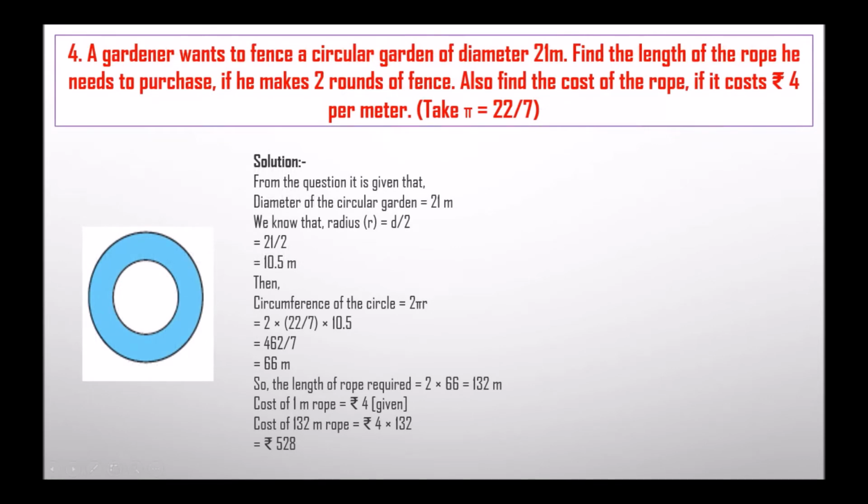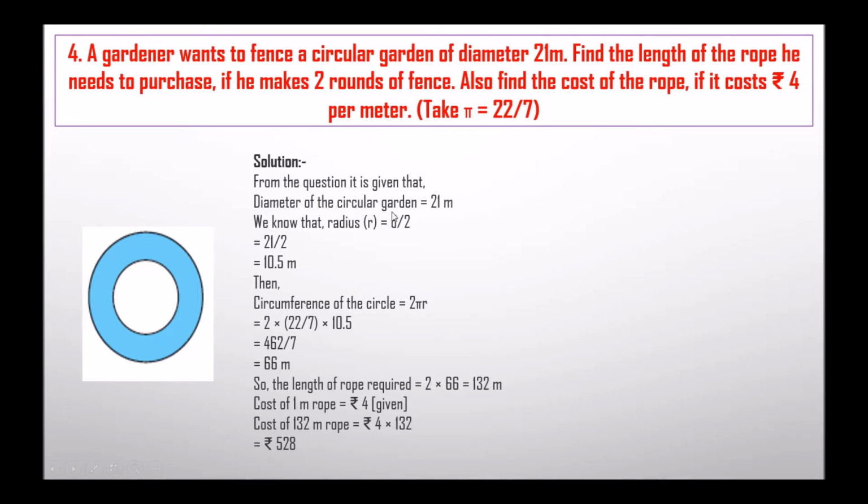Next, fourth question. A gardener wants to fence a circular garden of a diameter 21 meter. Find the length of the rope he needs to purchase if he makes 2 rounds of fence. Also find the cost of the rope if it costs rupees 4 per meter. Take pi equals to 22 upon 7.